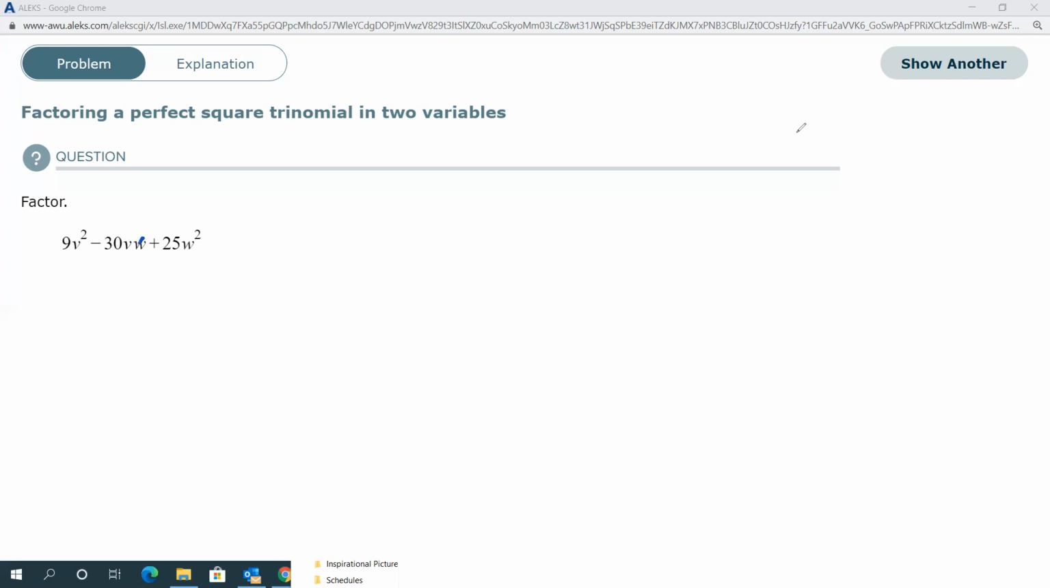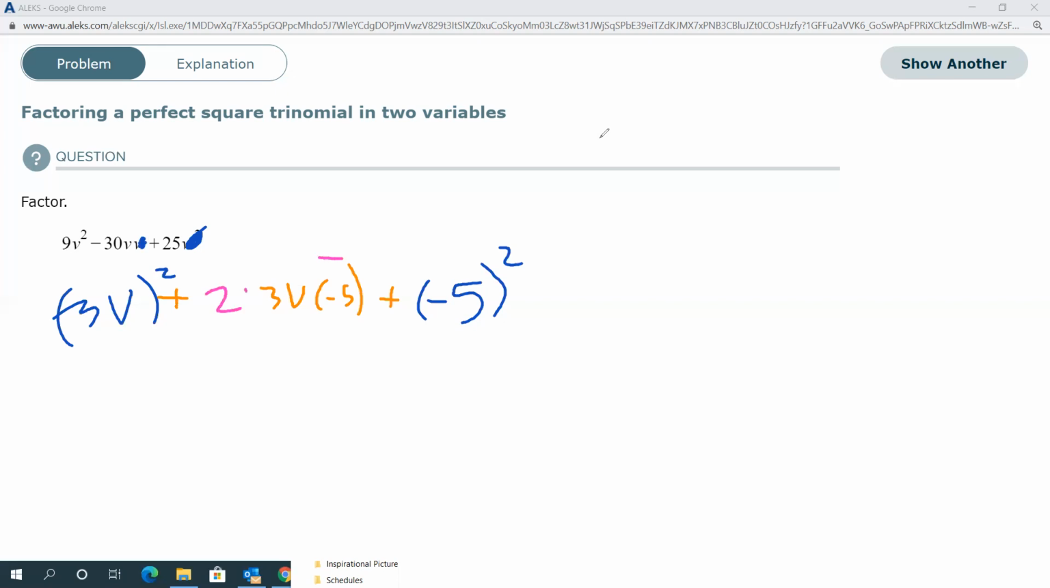All right, so temporarily, I'm going to ignore those w's, okay? So then I say, hey, that first term, yeah, that's a perfect square. I can write that as 3v quantity squared. And that last term, yeah, that's a perfect square, but I've got that minus there. So again, I'll make it a minus 5. Okay, so in the middle, I've got, let's see, I've got the 3v, I got the negative 5, and let's see.